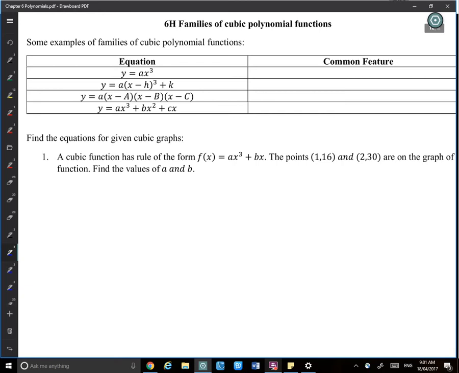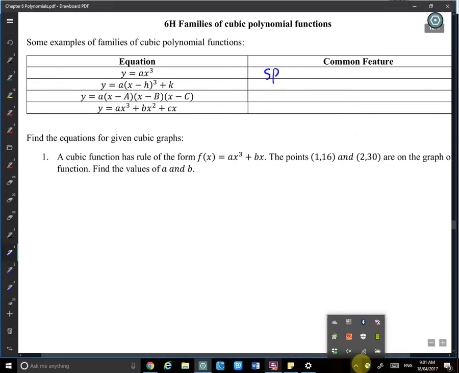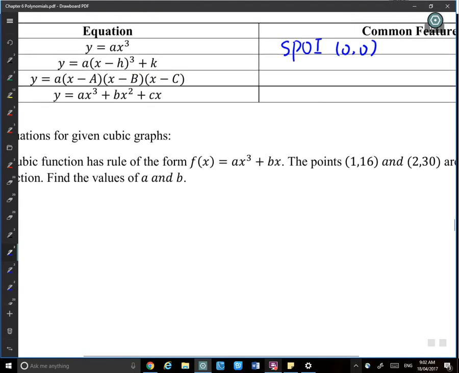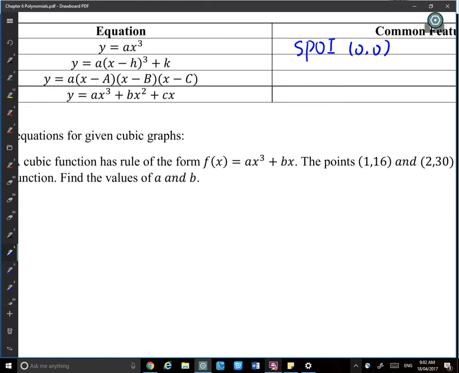If we have y equals ax cubed, the a value can vary, but they all share the same point, which is (0, 0), which is the stationary point of inflection. So I will say I will have a stationary point of inflection at (0, 0) for all these graphs. Okay, they all share the same stationary point of inflection.